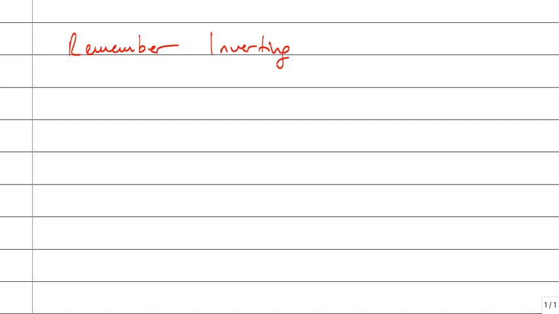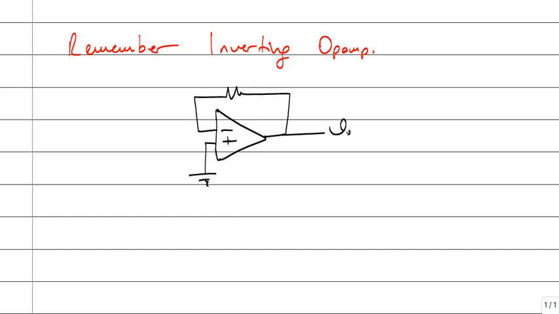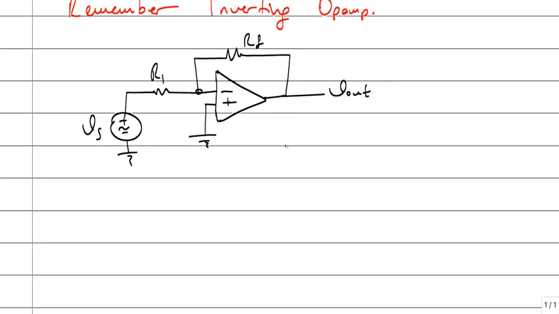Remember the inverting op-amp circuits. Inverting op-amps. An op-amp: positive terminal is connected to the ground, negative terminal is connected to the output with a feedback resistor, and source voltage through R1. Okay, this is an inverting op-amp circuit. What does it do? It gives an output of minus RF divided by R1 times V in.